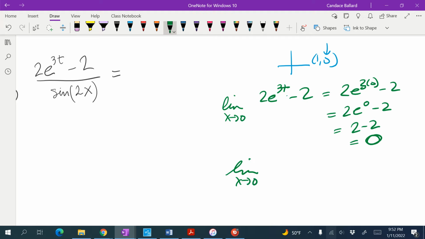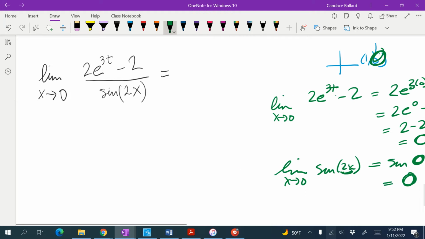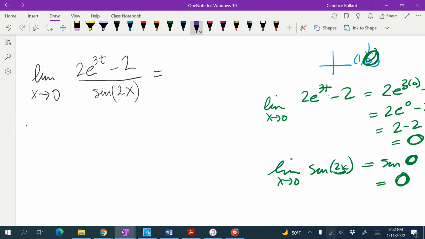Let's double check that denominator. So sine of 2x. We're going to do sine of 2 times 0, which is 0. And then the sine of 0 is the y-coordinate, so it is 0. So I definitely have indeterminate form, which means I am going to go ahead and use L'Hopital's rule, which means I am going to take the derivative of the numerator and denominator separately.